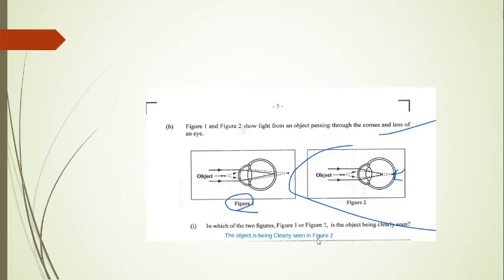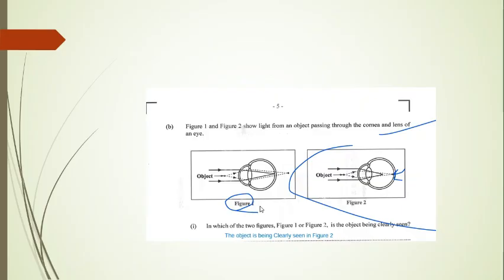For B, Figure 1 and Figure 2 show light from an object passing through the cornea and lens of an eye. Usually when light passes through the lens or the cornea, they start to contract and focus. If you look at the retina in Figure 1, it is not where it's supposed to be. It's supposed to be at the back end side of the object, right where I'm putting my mouse. The retina in Figure 1 is not there, so you could conclude that the information provided does not make sense.